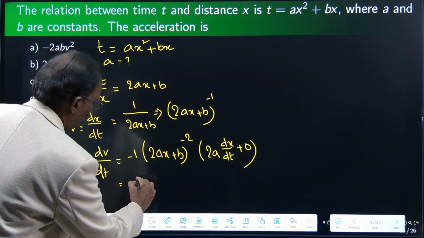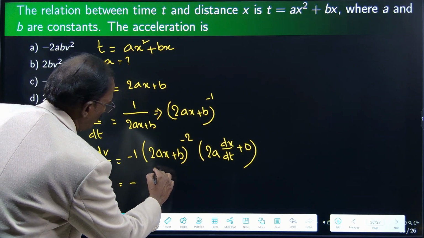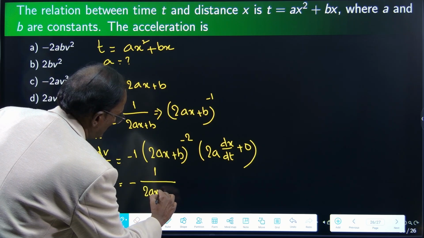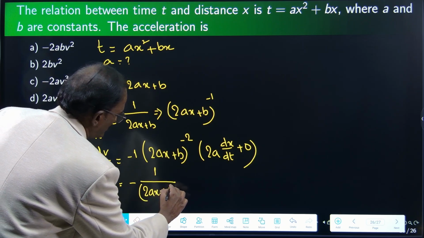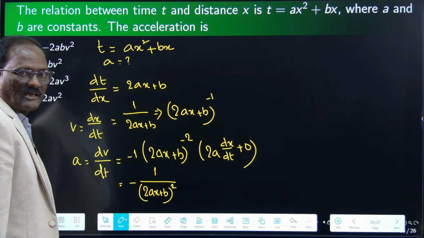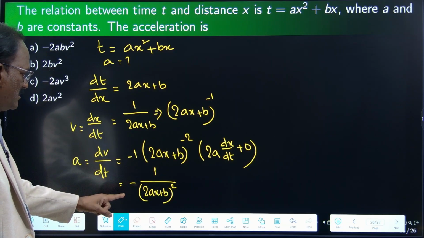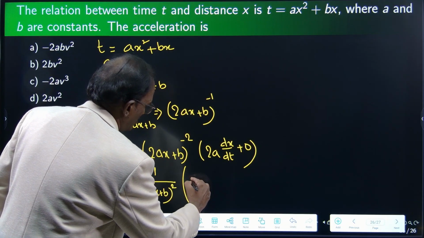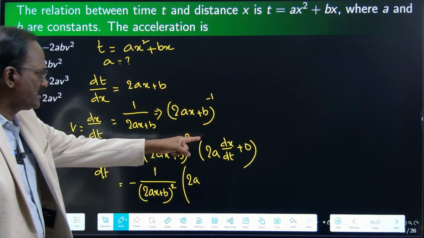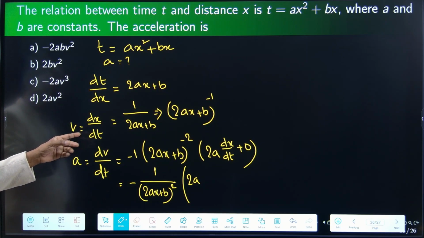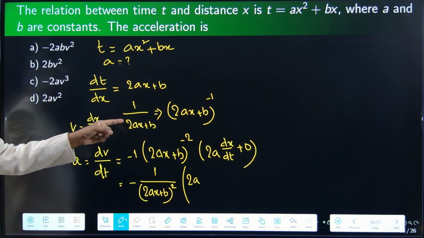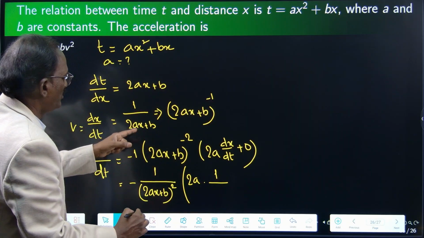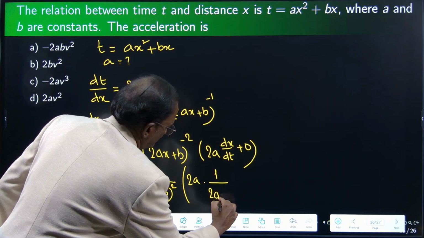So this will be minus 1 divided by 2ax plus b square. Minus 2 is coming down as plus 2, minus 1, yes. 1 divided by 2ax plus b square. So this will be 2a. This dx by dt is available here. Dx by dt is 1 divided by 2ax plus b.